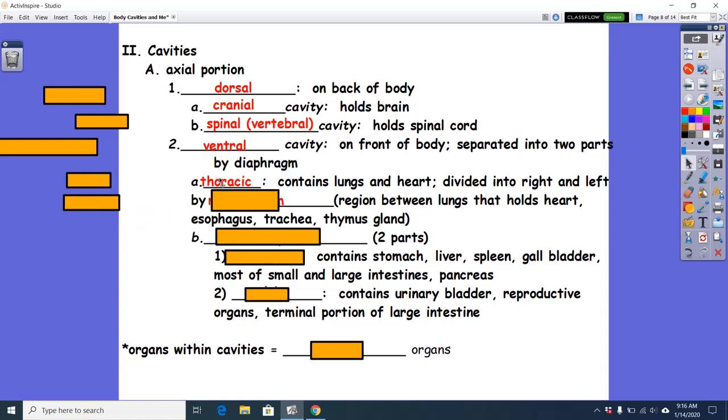The thoracic cavity contains lungs and heart, and is divided into a right and a left by the mediastinum. That mediastinum is going to split the thoracic cavity into two, right and left pleural cavities, and within that mediastinum, you're going to have your pericardial cavity.